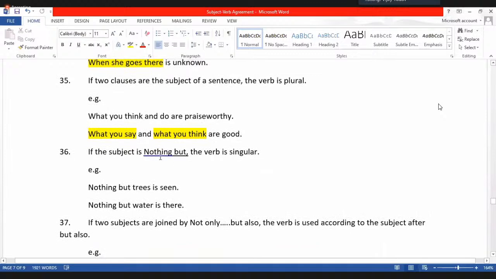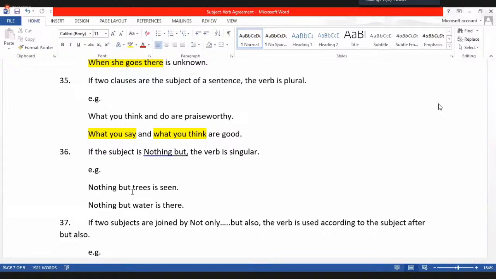Now, 36. If the subject is nothing but, we use singular verb. So here, nothing but trees is seen, and nothing but water is there. So here, after but, trees is plural. However, we use is. And here, after nothing but water, we use is. So we use the verb here according to nothing. Actually, here, but means except. Here, but is preposition, not conjunction.